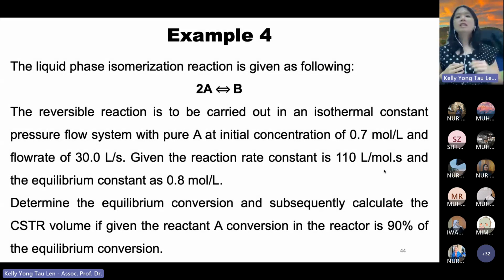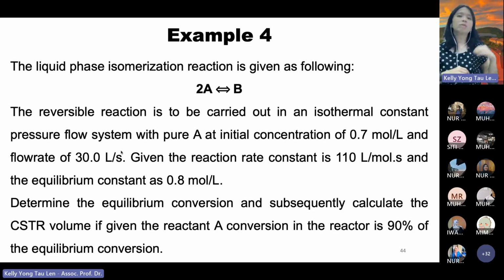Okay, so let us try one example for you to understand better. They say the liquid phase isomerization reaction is given as follows: 2A to produce 1B. So it is reversible. First 2A produces B, and reversible, B produces A. The reversible reaction is carried out in an isothermal constant pressure flow system. So this is liquid phase, and it is isothermal, no temperature change, no pressure change.